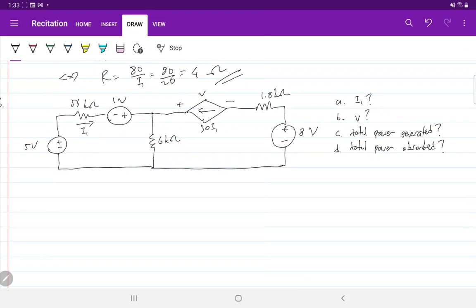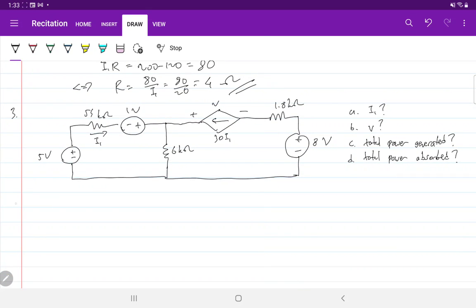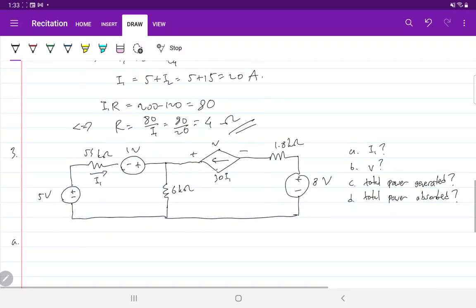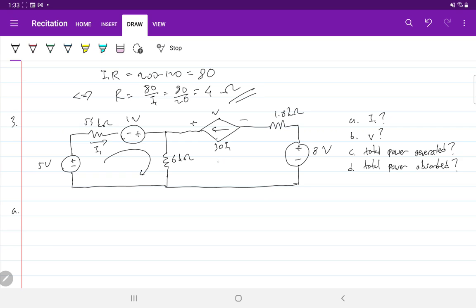Okay, so let's solve for I1 first. For A, to solve it, let's use the KVL. Again, we draw two loops. Since we have already defined the current flowing in this particular loop as I1, we know the current flowing from this loop is I1. This one doesn't have any definition yet, so let's assign I2.